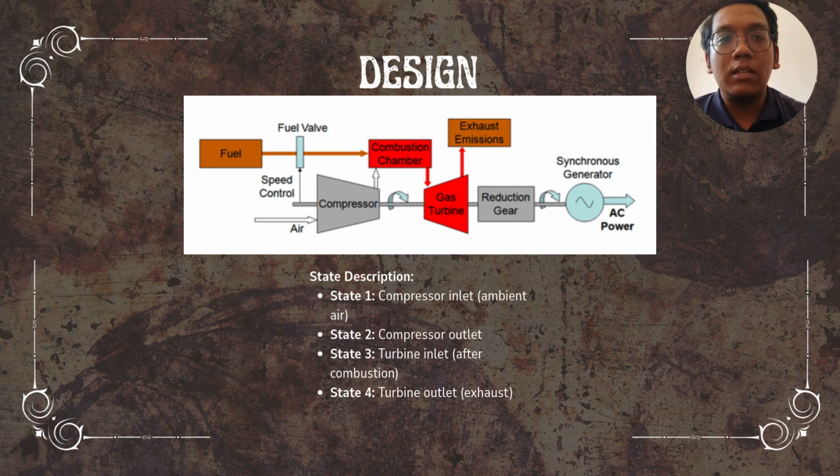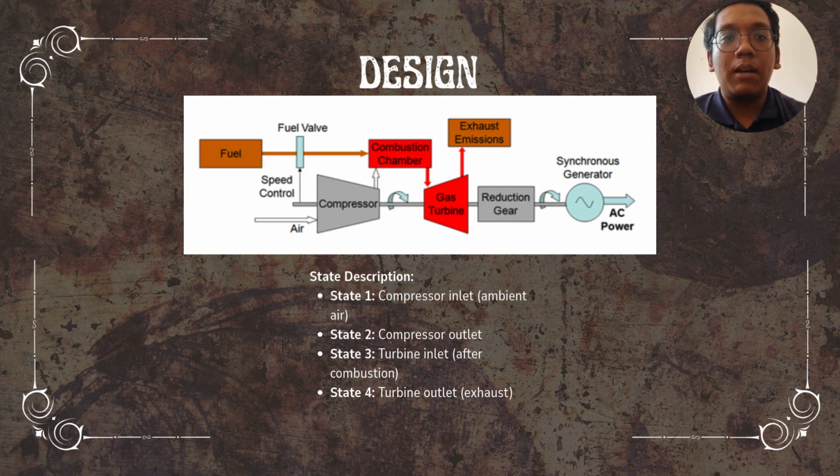For the compressor, air enters at ambient condition. Pressure and temperature increase, and the thermodynamic process is isentropic compression, state 1 to 2. Next is the combustion chamber. Fuel is added and burned. Pressure remains nearly constant. The thermodynamic process is constant pressure heat addition, state 2 to state 3.